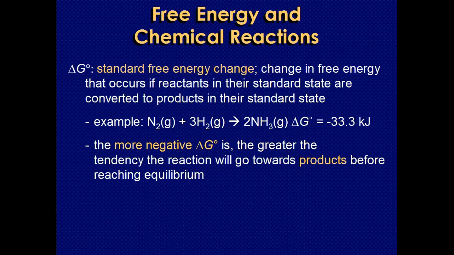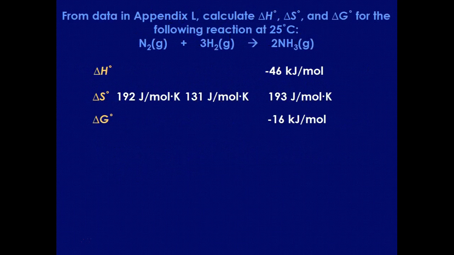So as I said before, the larger that value of free energy is, the more negative it is, the greater the likelihood your reaction is going to go from reactants to products until it achieves equilibrium. And so the formation values you were given, this is listed for you here. For this reaction, nitrogen and hydrogen makes ammonia.